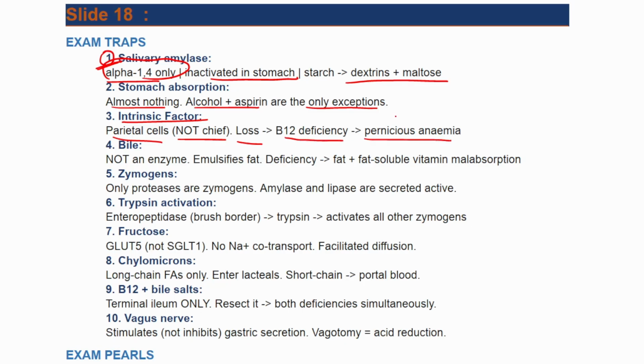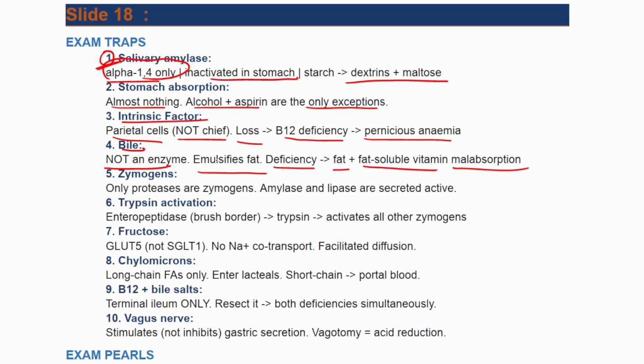To ensure you can cleanly separate these mucosal components from accessory organ fluids, the narrative moves directly to the biliary system. Bile is characterized as not an enzyme, acting physically to emulsify fat, where a functional deficiency triggers a dual deficit of fat plus fat-soluble vitamin malabsorption.